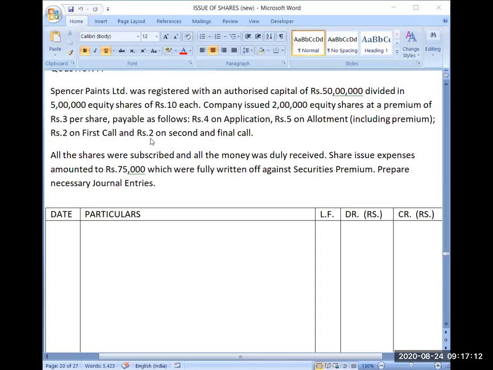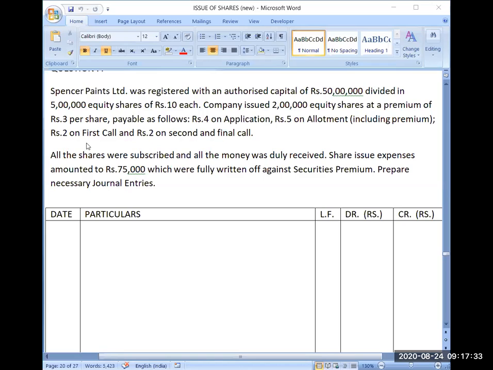It is not just 50 lakh. So that means it is your authorized capital. It is not the authorized number of shares. There are two things: either it can be number of shares or it can be capital. So you have to differentiate between both of them. It is clearly mentioned that it is the authorized capital.